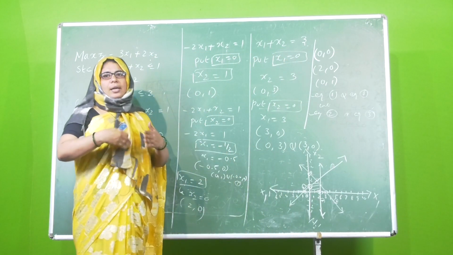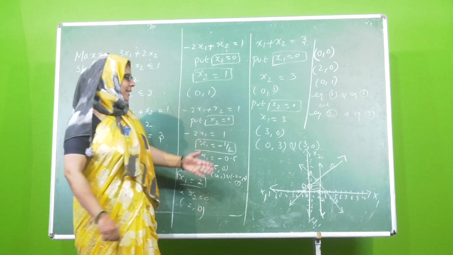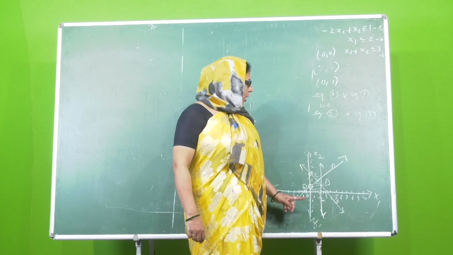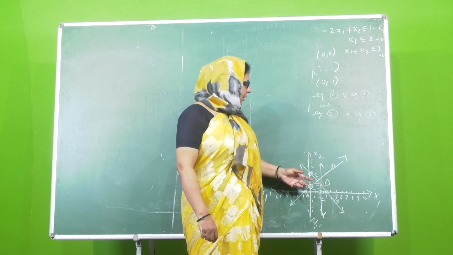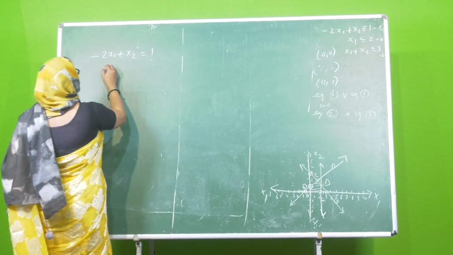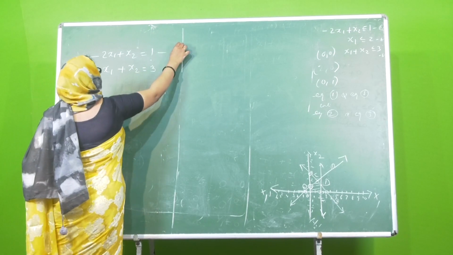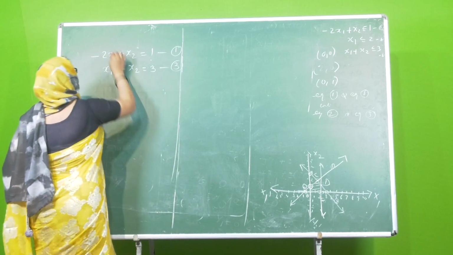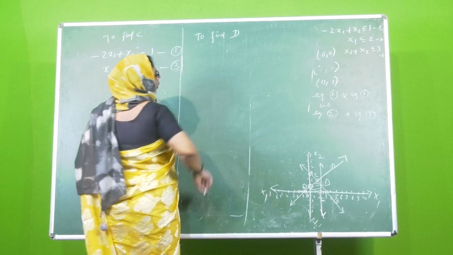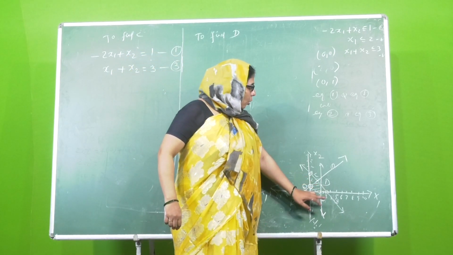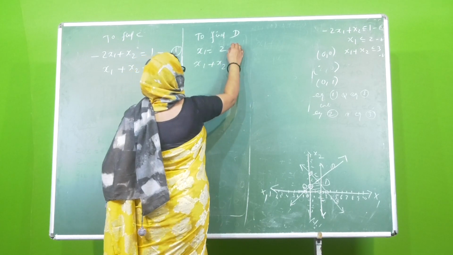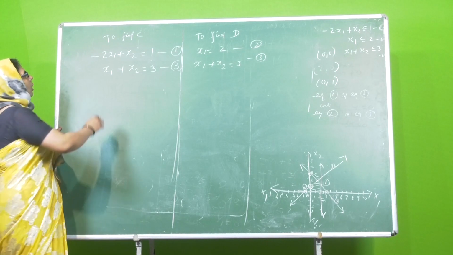So, now we are going to solve the equations and find the solution for point C and point D. This is C and D. In equation C, what two equations are intersecting? Equation 1 and equation 3. Equation 1 is minus 2x1 plus x2 is equal to 1. Equation 3, x1 plus x2 is equal to 3. To find D, equation 2 and equation 3. Equation 2, x1 is equal to 2, and x1 plus x2 is equal to 3. So now we are going to solve equation 1 and 3.